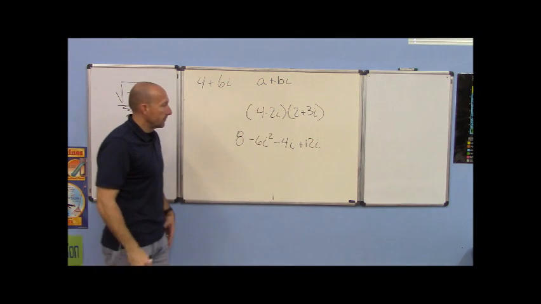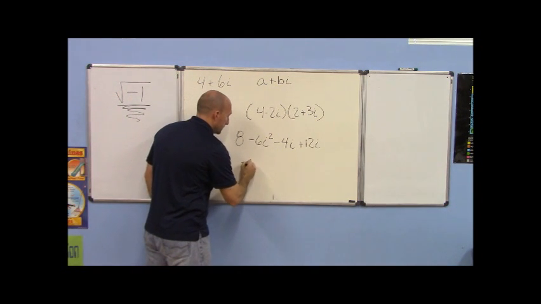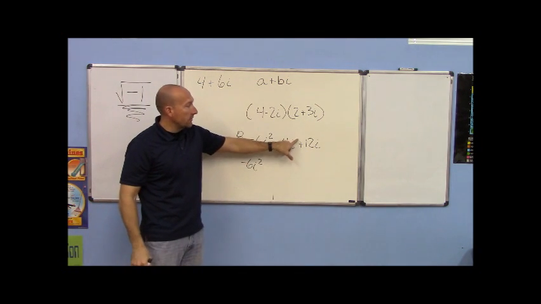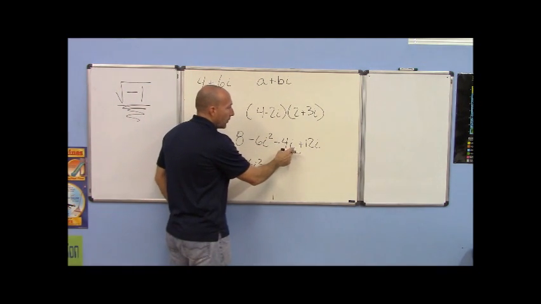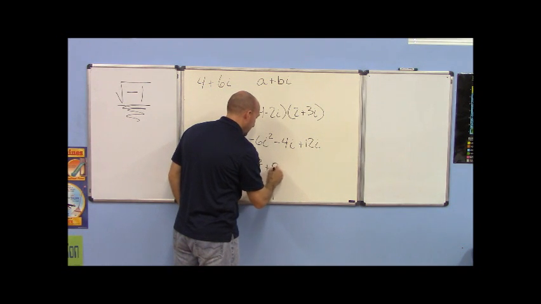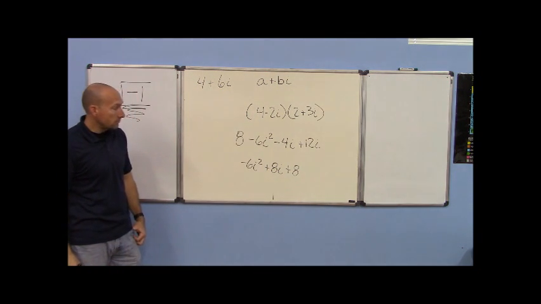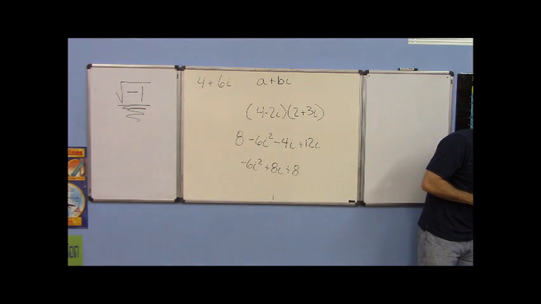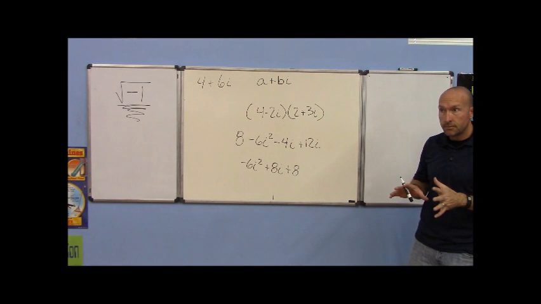Now we simply combine all the like terms. There is a minus 6i squared. There aren't any other ones. We have other i's, but not to the power of 2, so we can't combine that. This stands by itself. Minus 4i plus 12i gives us a positive 8i plus 8. Just like what we've done before. Any questions so far?